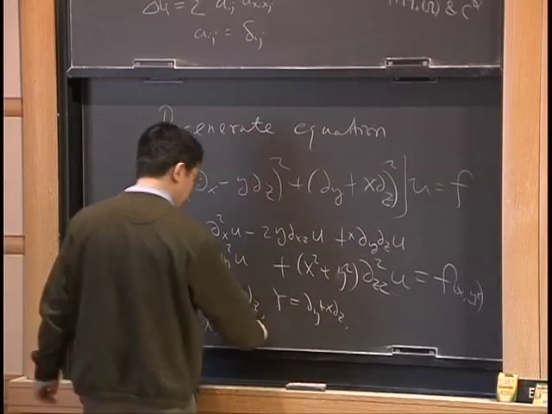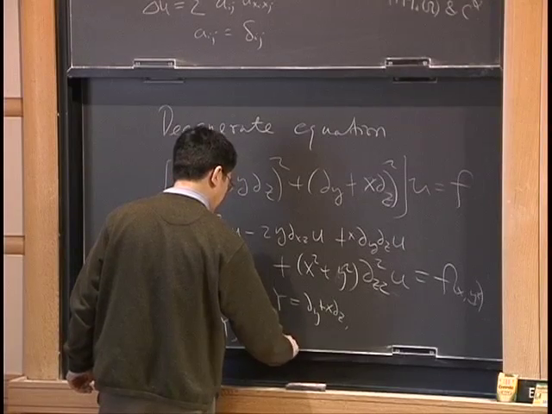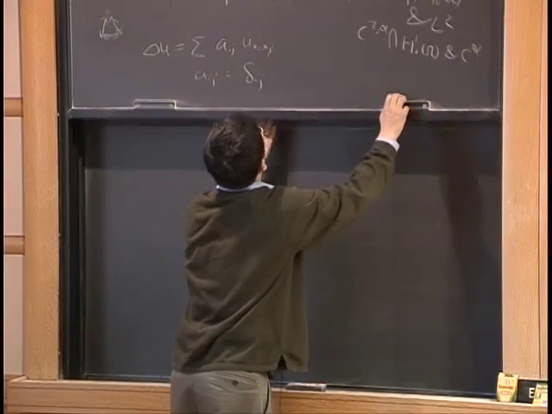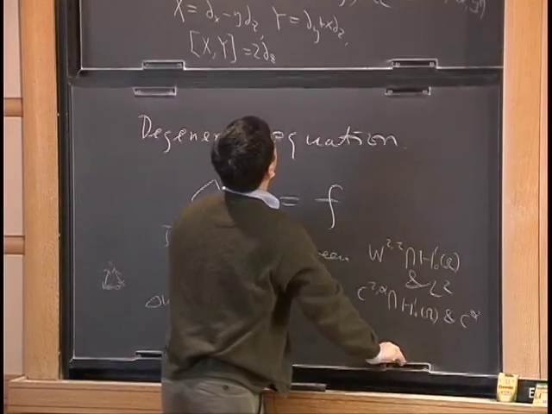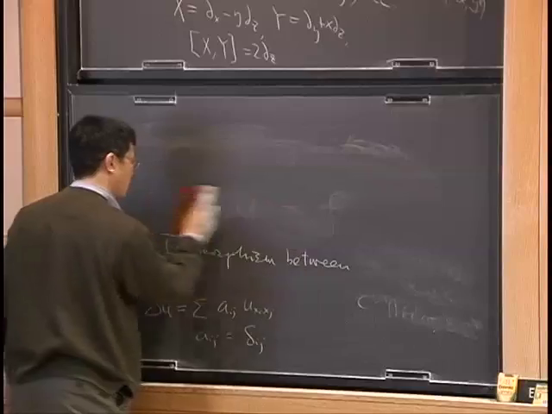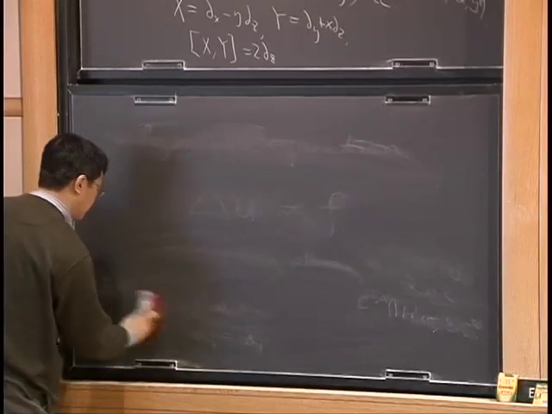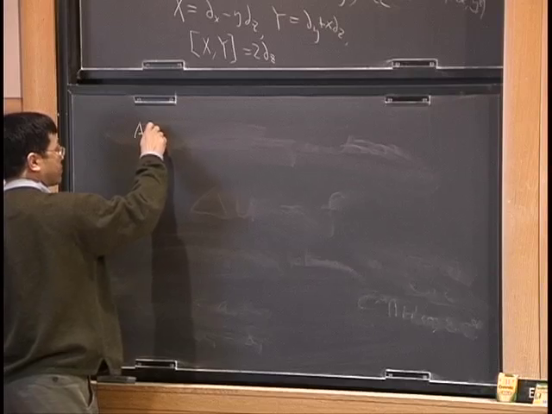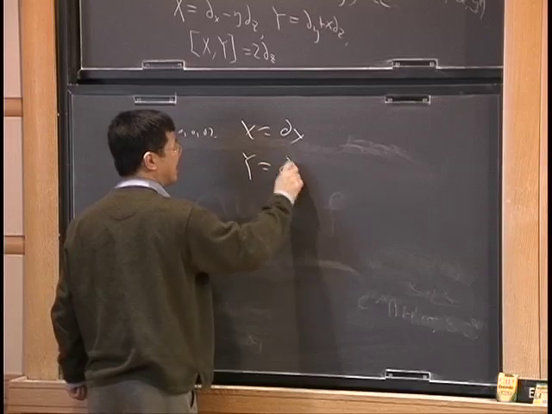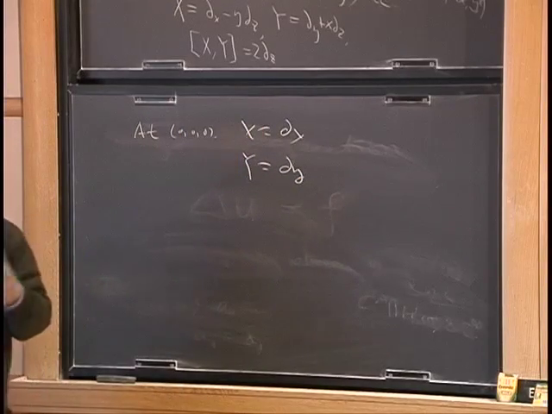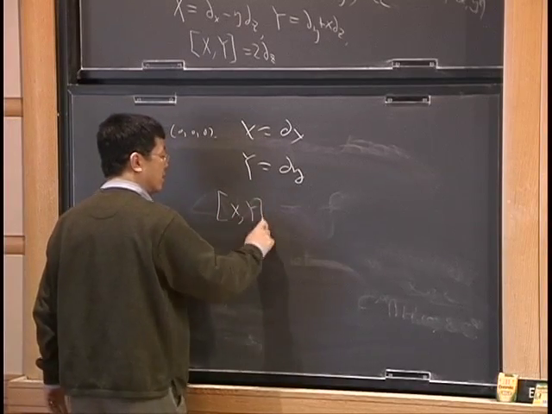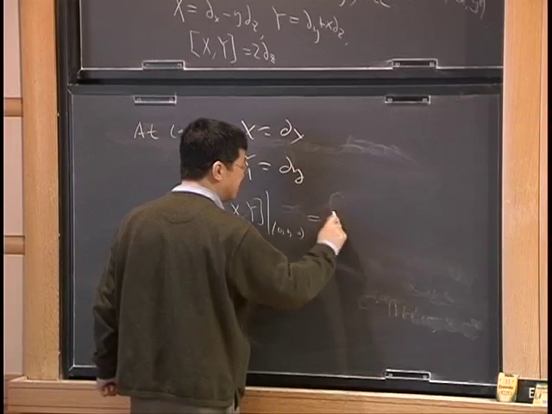you have 2dz. So what does that mean? It means that the information can be propagated in the missing direction. So at 0, x equals dx, y equals dy. So those are the controllable directions naturally given by the differential equation. However, the Lie bracket at 0 is dz.